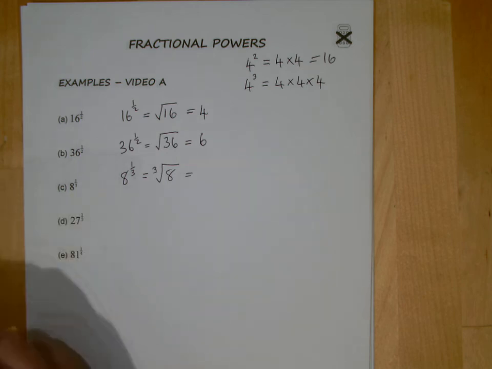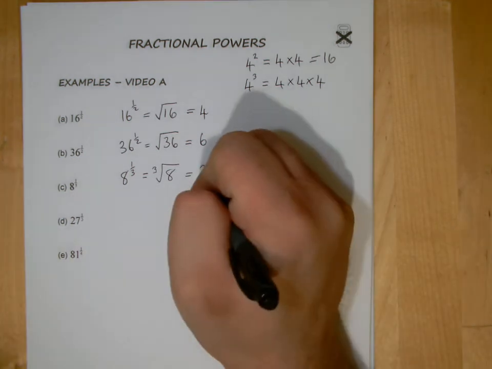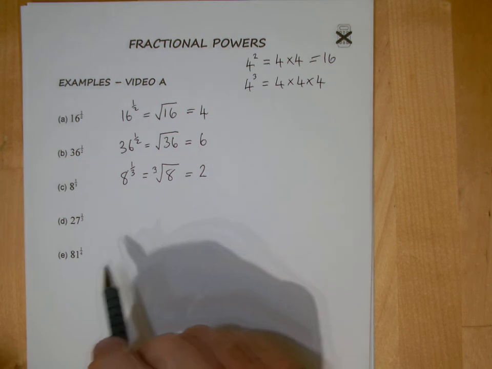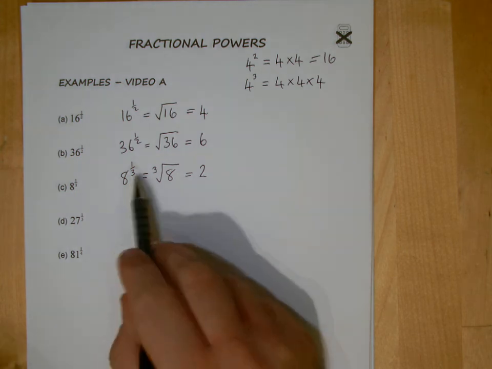Now, it's going to be a low number. You can just have a guess here. What do you start with? 1. 1 times 1 is 1 times 1 is 1. So that's no good. What about 2? 2 times 2 is 4 times 2 is 8. So yeah, the cube root of 8 is 2. Or in other words, 8 to the power third is 2.